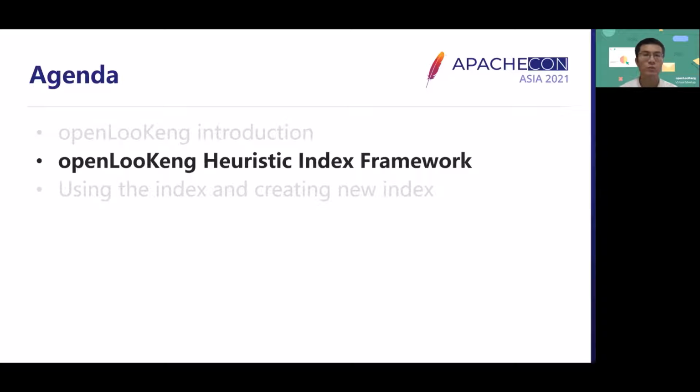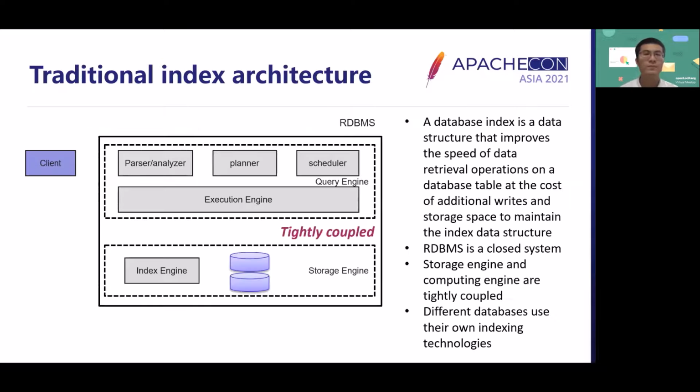And then I will introduce the OpenLooKeng heuristic index framework. Index technology is actually very common in the RDBMS. In an RDBMS, a database index is a data structure that improves the speed of data retrieval operations on a database table, at the cost of additional writes and storage space to maintain the index data structure.